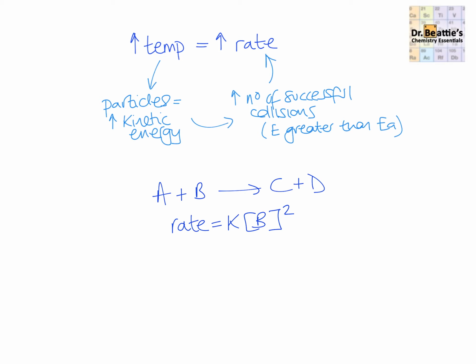Now importantly though, we want to tie in this fact here. Increasing temperature increases the rate. Well, if we look at the terms that are in this equation, we have concentration of B that will not be affected by the temperature. And then we have K. So it must be that temperature affects the rate constant. And this is exactly what the Arrhenius equation describes.